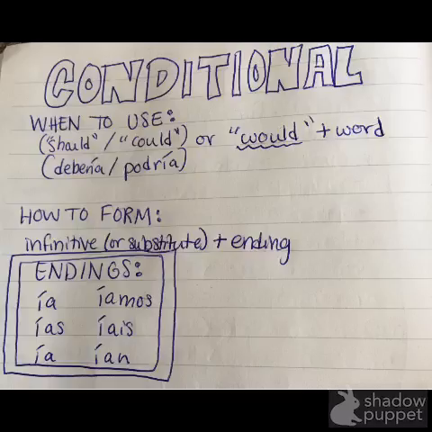Some examples of this are debería, which exactly means "should," and podría, which exactly means "could." So by adding this to the infinitive, you change the meaning of the word. If you use a normal word like bailar, to dance, it would be bailaría, and that would be "would dance." So those are a few examples of how that works.